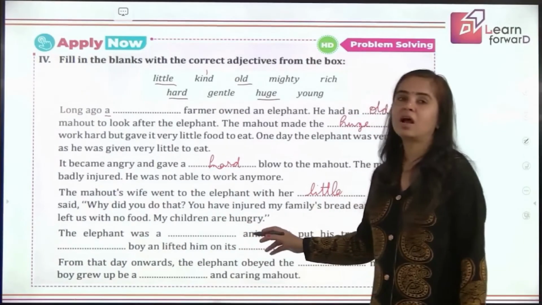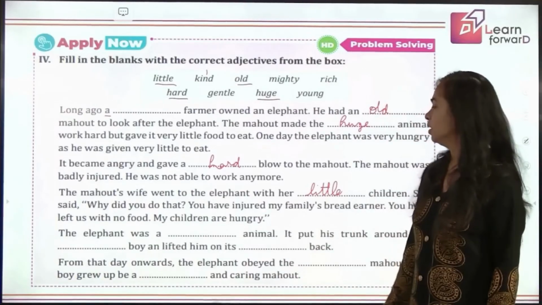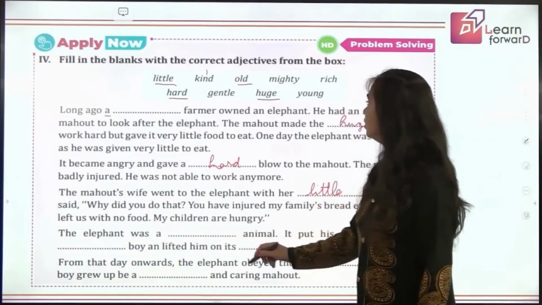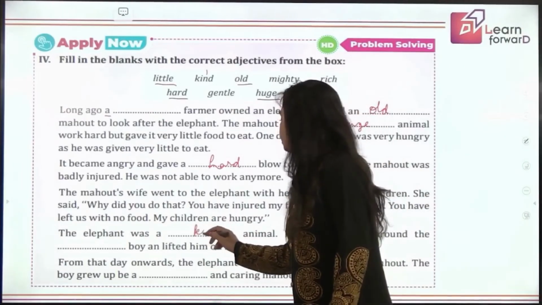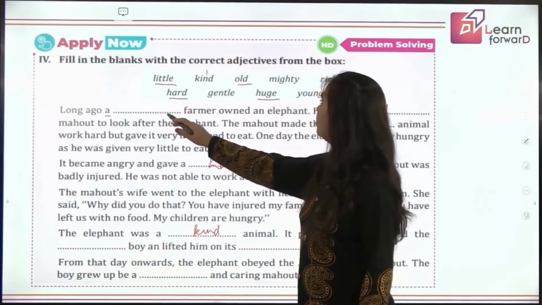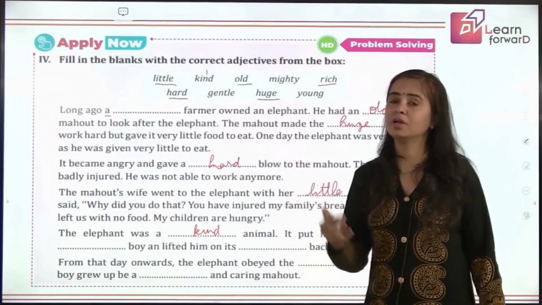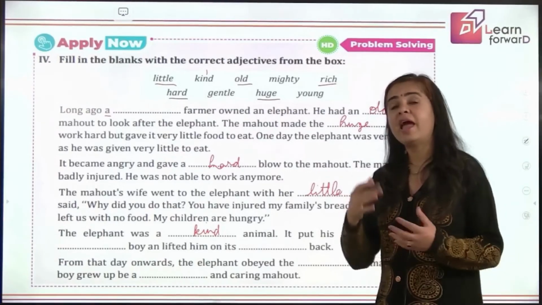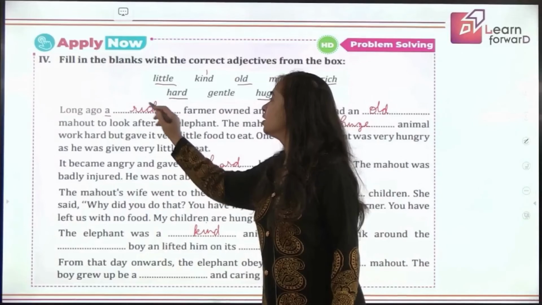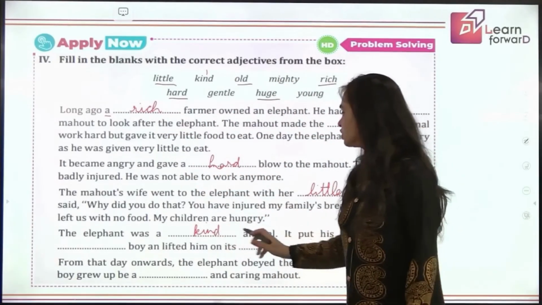My children are hungry. The elephant was a dash animal. The elephant was a kind animal. Okay. Long ago, this can be a rich farmer because a rich farmer can bear the expenses of an elephant as well as its caretaker. So we can have rich here, I feel. Let's go ahead. Okay, then the elephant was a kind animal.